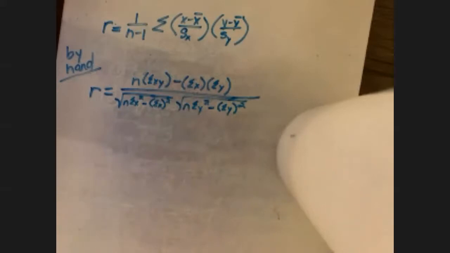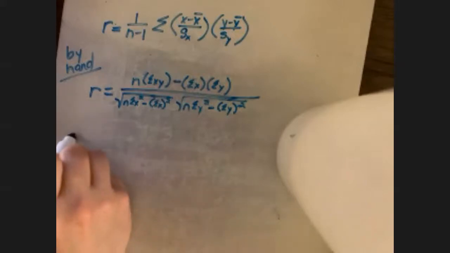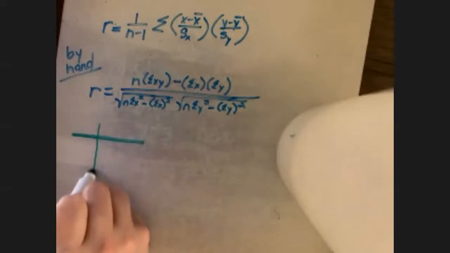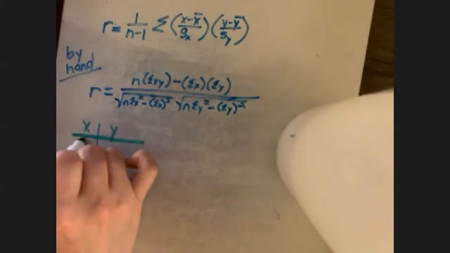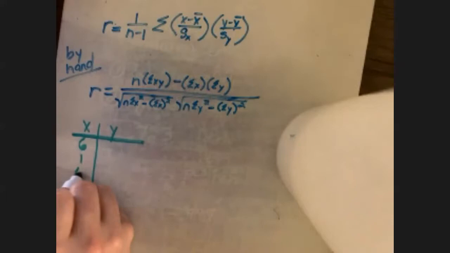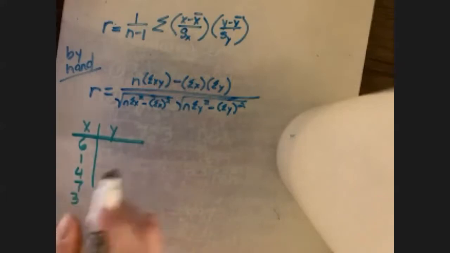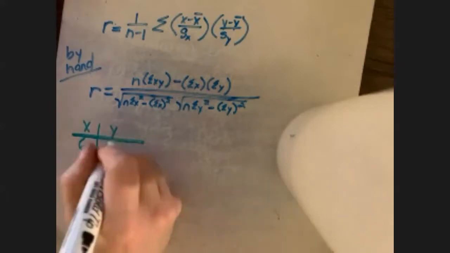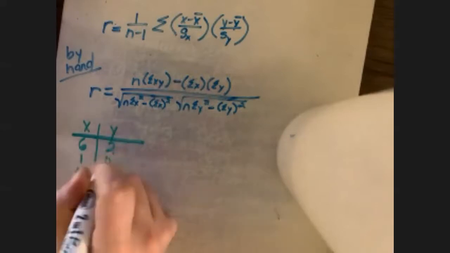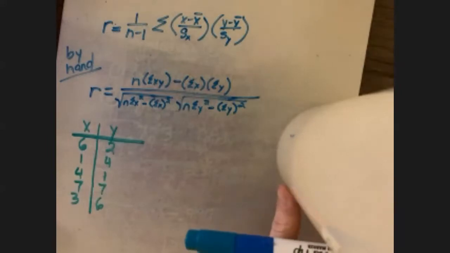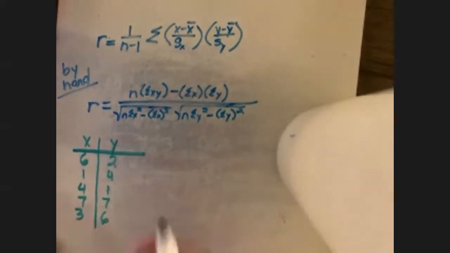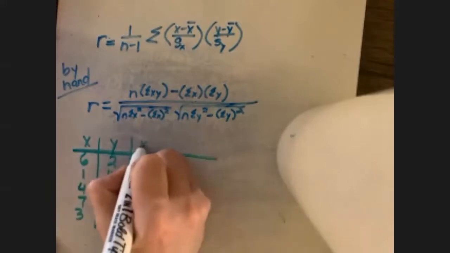Okay, so I'm going to pull an example, and I'm going to work this out down here. So I've got X's and Y's. Then I've got 6, 1, 4, 7, and 3. Then I've got 2, 4, 1, 7, and 6. So here's what we're going to do. I'm going to extend my table.